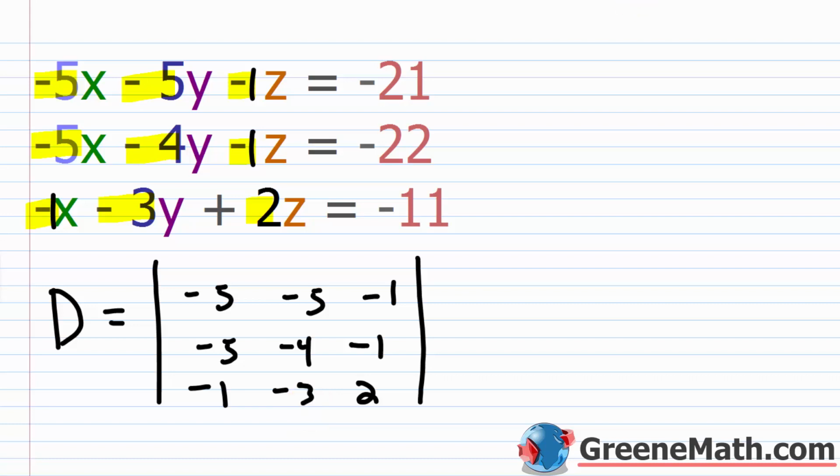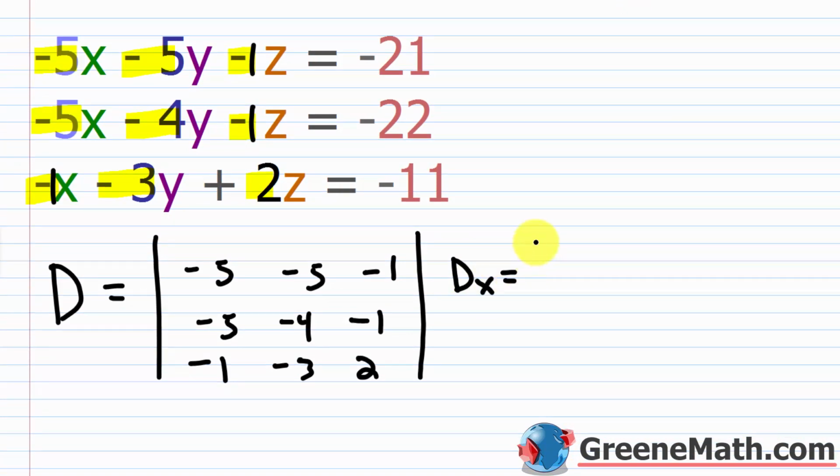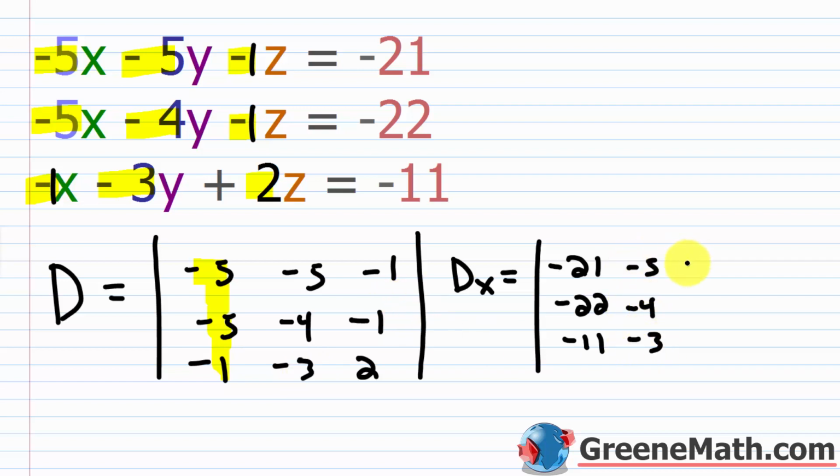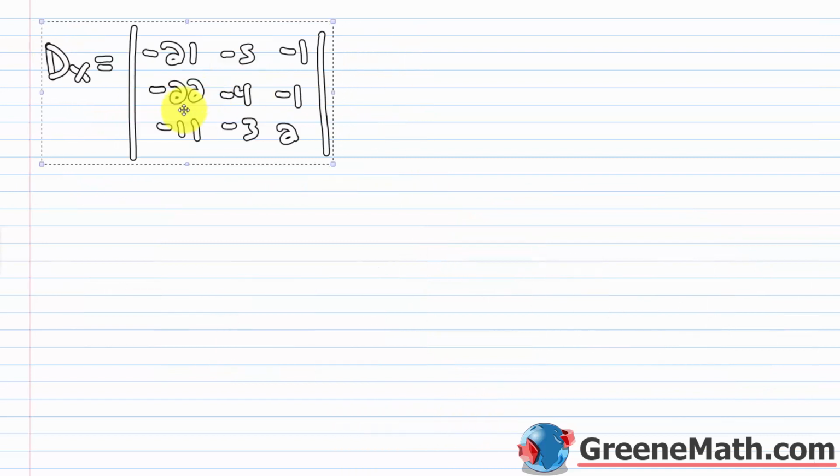Okay. So the next thing I want to do is find my d sub x. So what's that equal to? Again, I just take the column with the coefficients for x, in this case it's going to be this one, and I replace it with the constants of the system. So I'm going to put a negative 21, a negative 22, and a negative 11. And then the rest of this is the same. So it's negative 5, negative 4, and negative 3. And then it's negative 1, and positive 2. Okay, so let me cut this one away, and I'll drag this over.